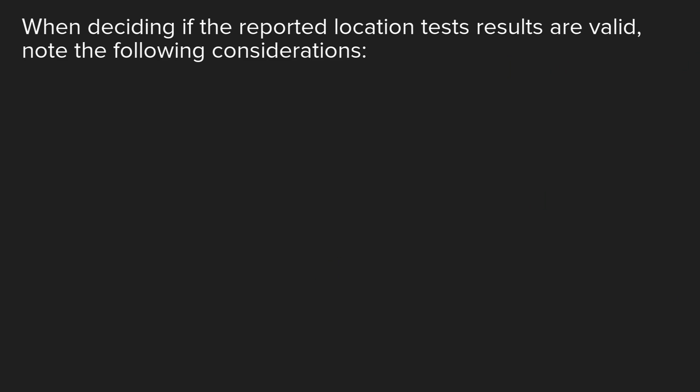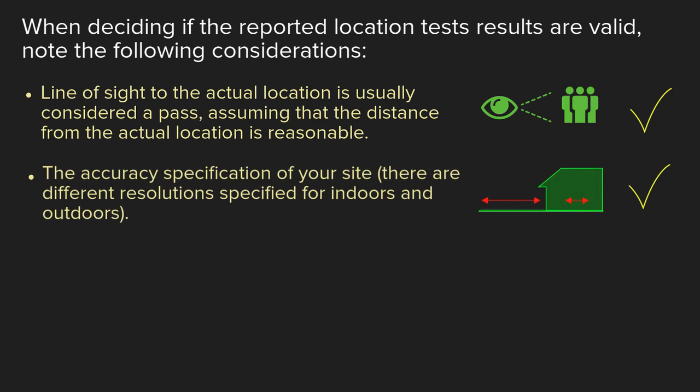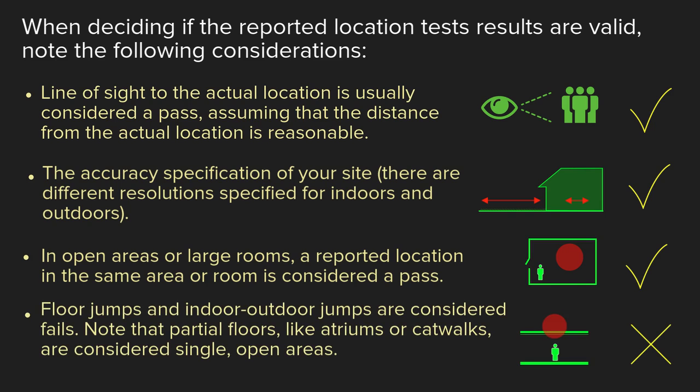When deciding if the reported location test results are valid, note the following considerations. Line of sight to the actual location is usually considered a pass, assuming that the distance from the actual location is reasonable for the accuracy specification of your site. There are different resolutions specified indoors and outdoors. In open areas or large rooms, a reported location in the same area or room is considered a pass. Floor jumps and indoor-outdoor jumps are considered fails. Note that partial floors like atriums and catwalks are considered single open areas.